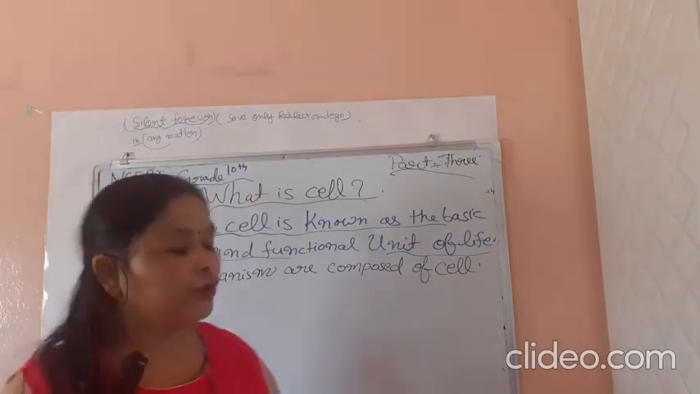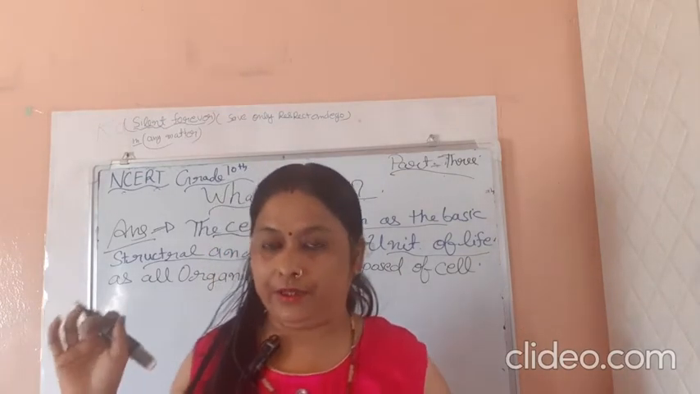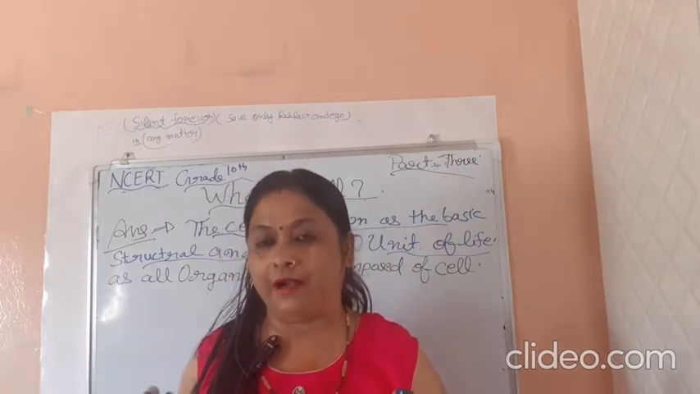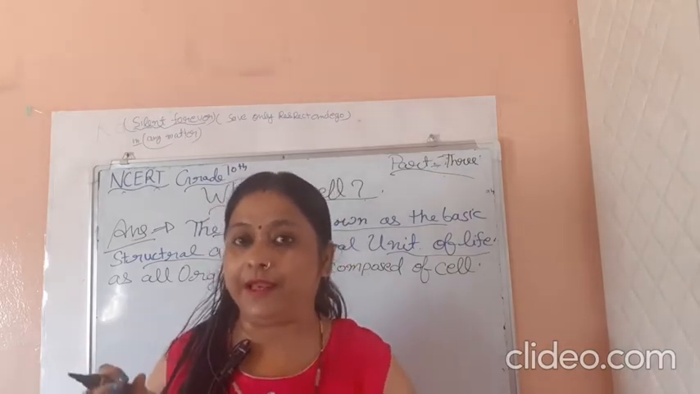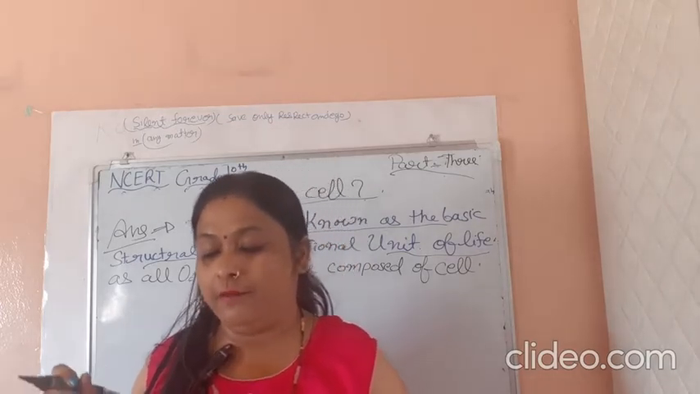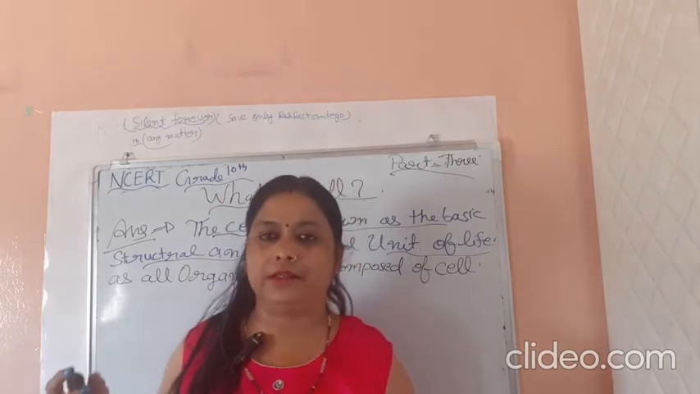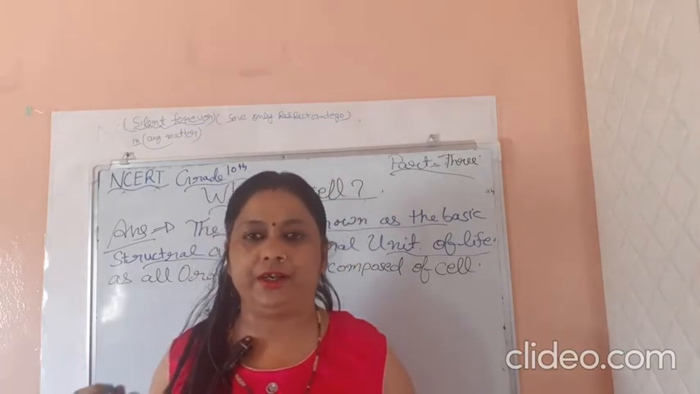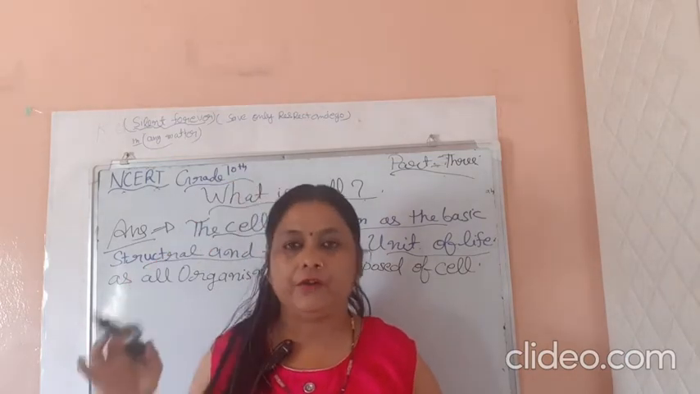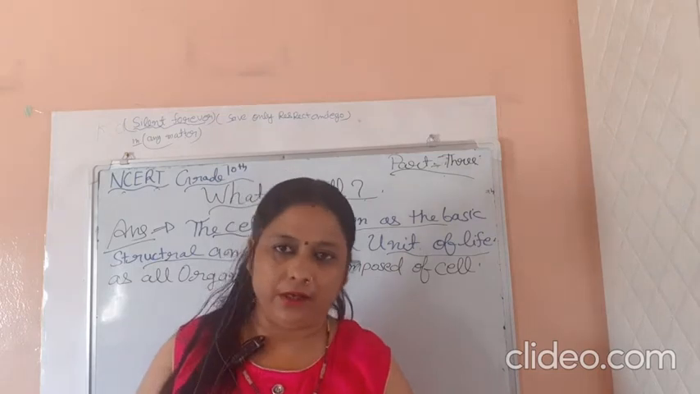The single cell organisms are called unicellular, just like amoeba and paramecium, while those having more than one cell are called multicellular organisms. For example, animals and human creatures are all multicellular organisms.